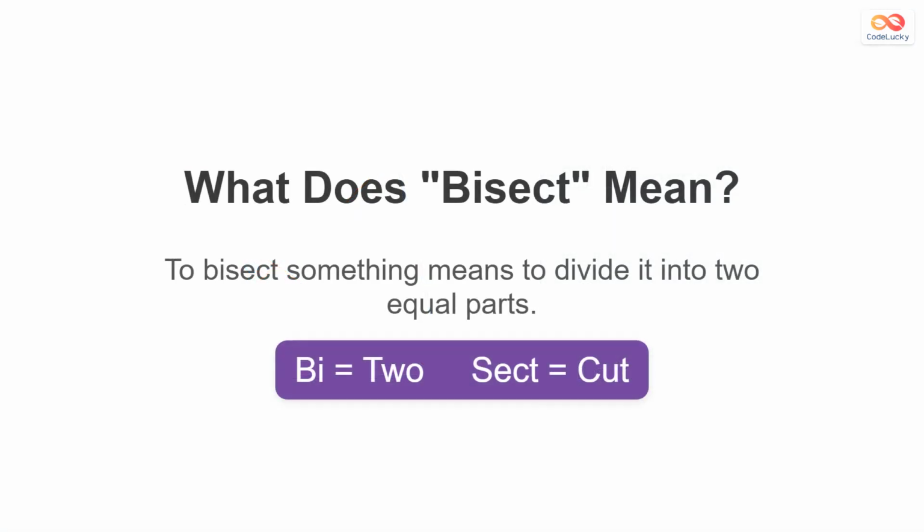The main property we're exploring is that the diagonals bisect each other. But what does that word mean? Bisect is a term from geometry that simply means to cut or divide something into two perfectly equal parts. The prefix bi means two, and sect means to cut.